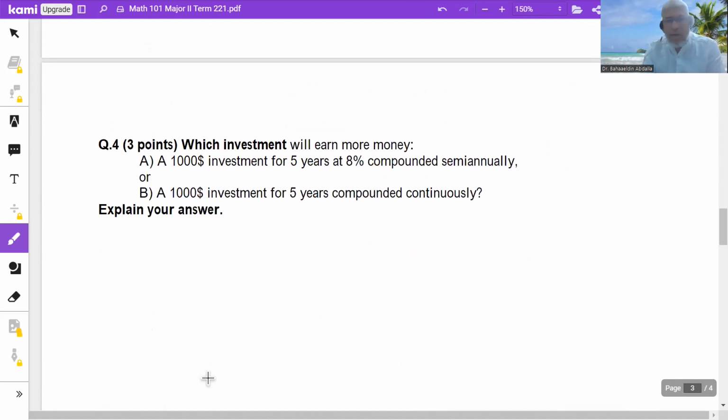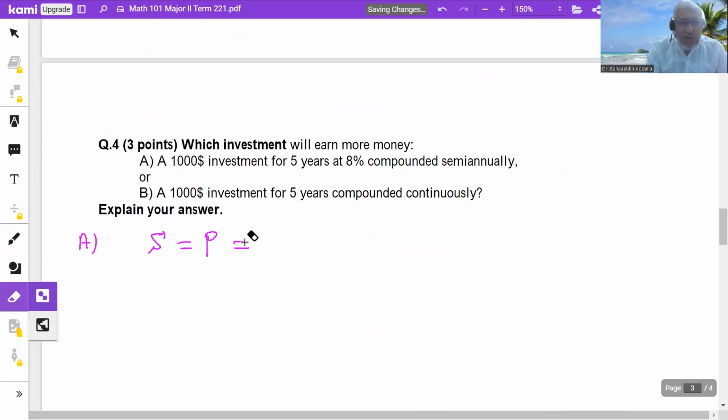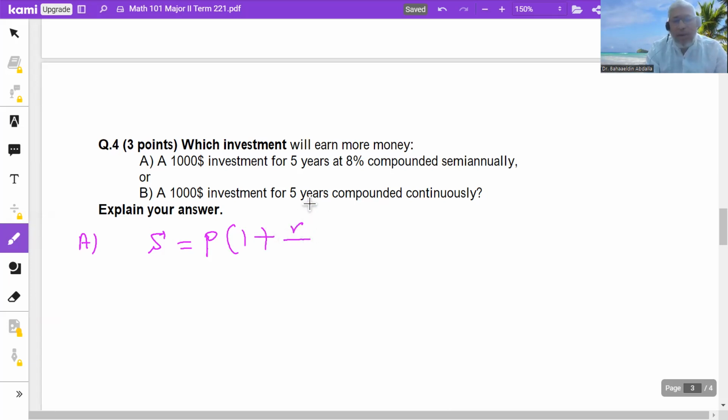Which investment will earn more money? We have two plans: a $1,000 investment for 5 years at 8% compounded semi-annually. Well, the formula for compounded semi-annually or annually or whatever is S, the future value, equals P, which is the present value, times 1 plus R, the rate per year, over M, the number of compounding times, to the power M times T. T is the number of years.